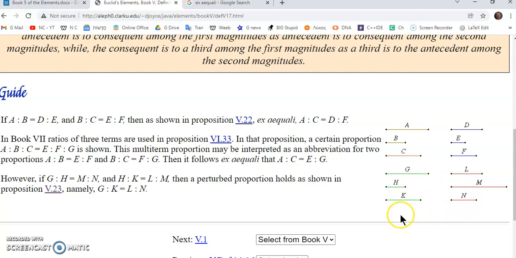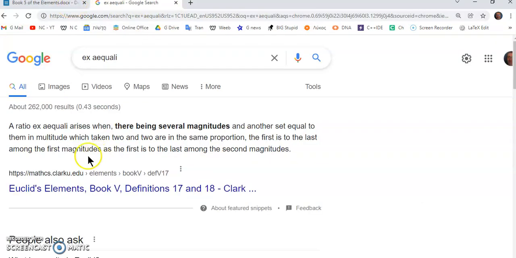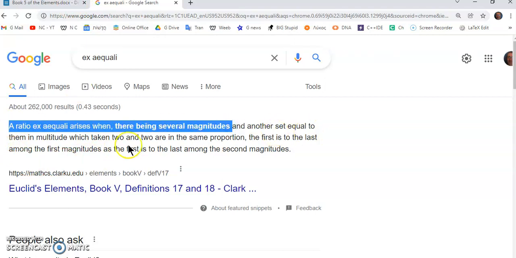So as you can see, this particular ratio here in green is not in proportion to this ratio here. Because if you had to, for example, add up all these lengths and divide it by k, and add up all these lengths and divide it by n, they would be totally out of proportion. So let's stop flagellating David Joyce. He is, after all, just another mainstream moron. And by the way, what you find on Wikipedia is also wrong. It says when there have been several magnitudes and another set to them in multitude, and they're taken 2 and 2.